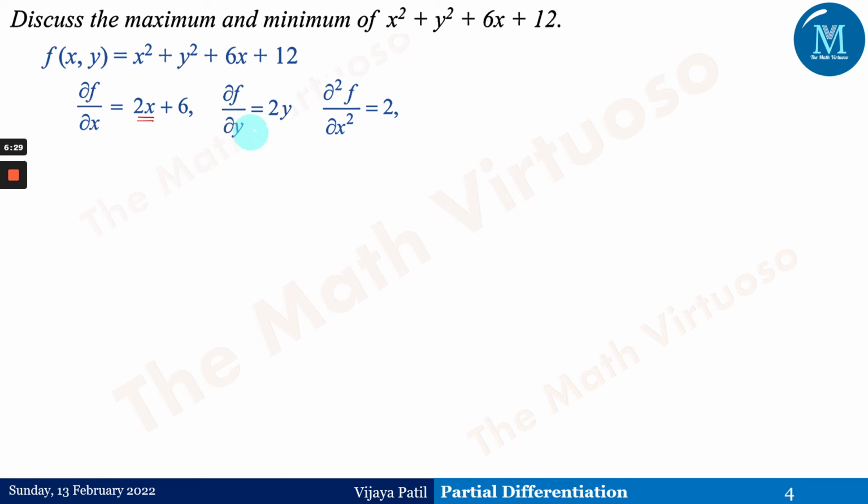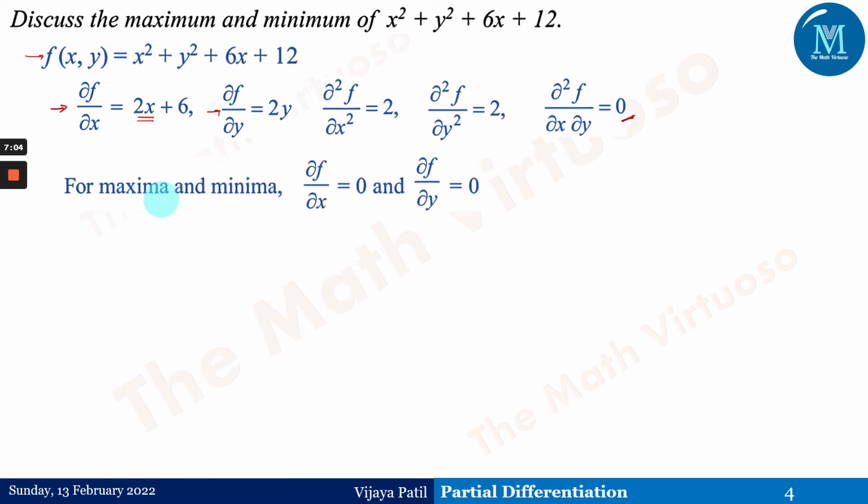Similarly, dou f upon dou y is 2y, since we differentiate this function with respect to y. Differentiating again with respect to y, we get 2. Now, dou square f upon dou x dou y: take dou f upon dou x, which is 2x plus 6, and differentiate it with respect to y. We do not have any y in it, so the differentiation gives us 0.